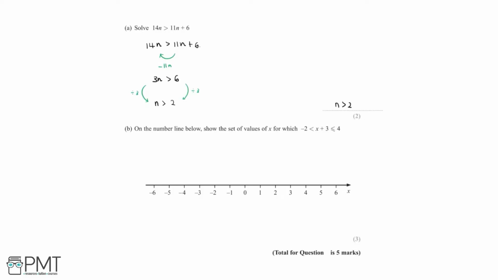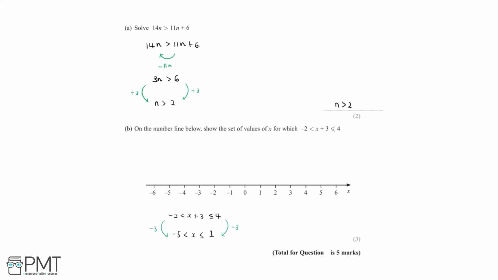Now in part B, we need to show the set of values of x for which minus 2 is less than x plus 3 is less than or equal to 4. Well, now let's start by taking 3 away from each term in order to find the set of values for x. And so minus 2 take away 3 is equal to minus 5, x plus 3 take away 3 is equal to x, and 4 take away 3 is equal to 1.